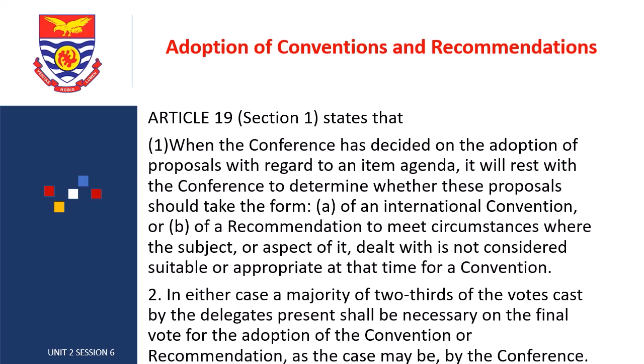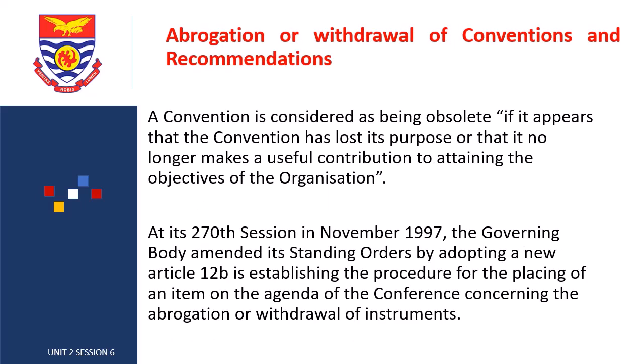And if you look at B, it says a recommendation, to meet circumstances where the subject or aspect of it being dealt with is not considered suitable or appropriate at the time for a convention. The second one says that in either case, a majority of two-thirds of the votes cast by the delegates present shall be necessary on the final vote for the adoption of the convention or recommendation, as the case may be, by the conference.